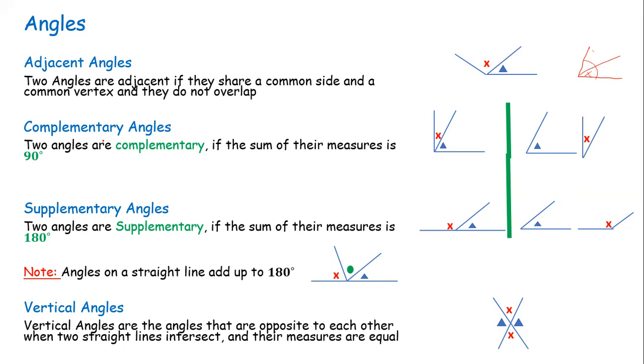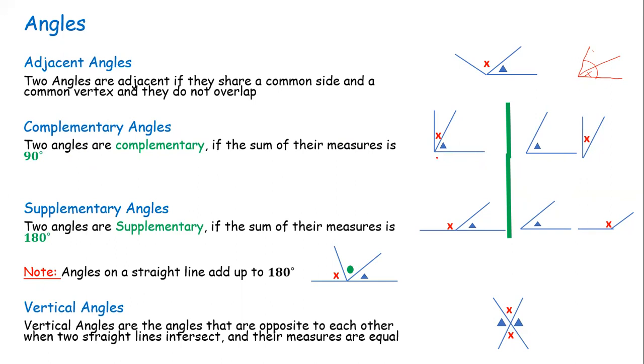Now, the complementary angles. Two angles are complementary if the sum of their measures is 90 degrees. Here we have got two examples. The first example, you can see clearly that those two angles are adjacent. They share this common side and a common vertex. And you can see here that they add up to 90 degrees.